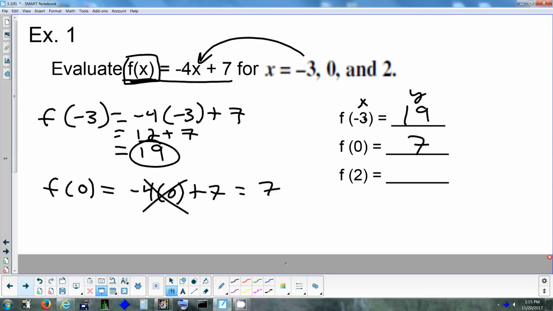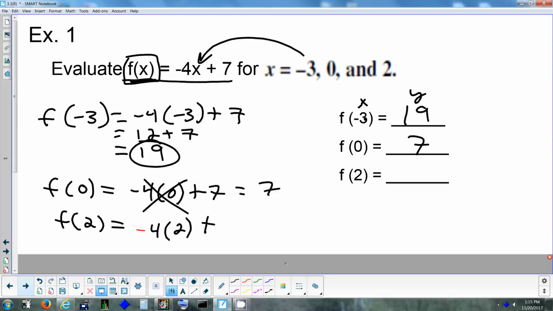All right. And now we have one more. Find the value of the function when x is 2. Or tell me the y value if you plug in 2 for x. Just give me my equation first. Yep. Negative 4, parentheses 2. So negative 4, no x. Just negative 4 times 2. Yep.